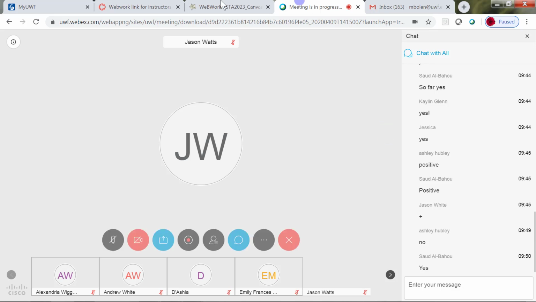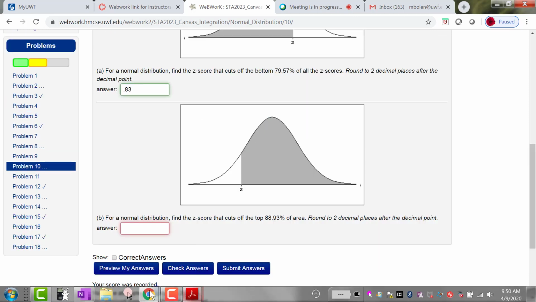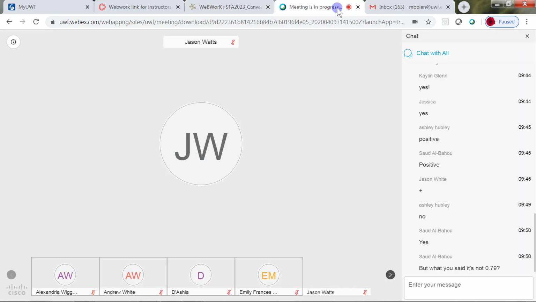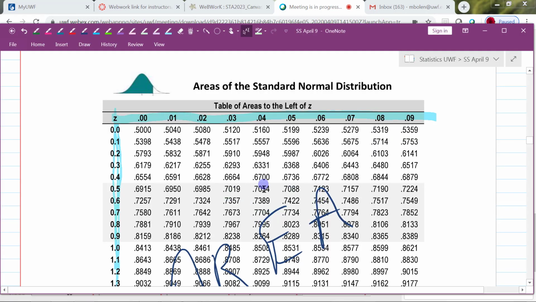Okay, so let's look at the second one here of my work. I'm going to insert this one right here. But what you said, it's not 0.79. Correct, it's 0.83, because it asked for the Z. The question is, what is the Z? The area is 0.7957, but it asked for the Z. The Z is what's highlighted in blue, so I have to come back over here. I have to come to the left and go up above to find the Z.